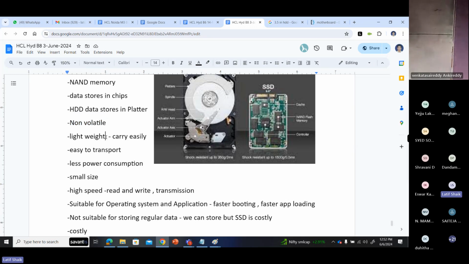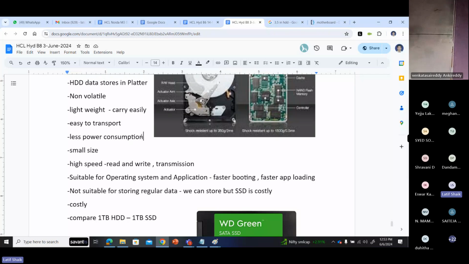Light in weight, so you can easily carry these SSDs from anywhere to anywhere. It is easy to transfer. Lightweight, easy to carry, easy to transport, with lower power consumption compared to your regular hard disk. Small size, so it can easily fit any place.